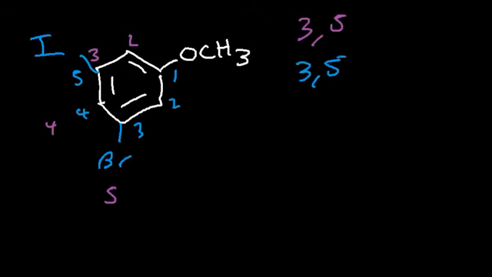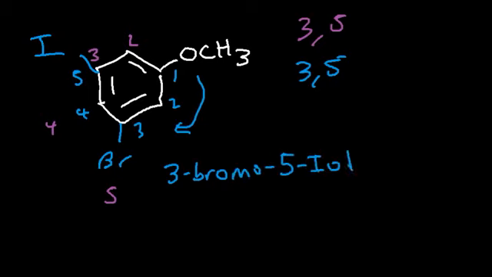Well, let's name it both ways, and then we can make our decision. In blue, I'm going to use the clockwise direction. So we have 3-bromo, 5-iodo. Bromine, B comes before I, so we've got to put that first. So it's going to be 3-bromo. We have to alphabetize it. 5-iodo, and then the parent name, anisole.